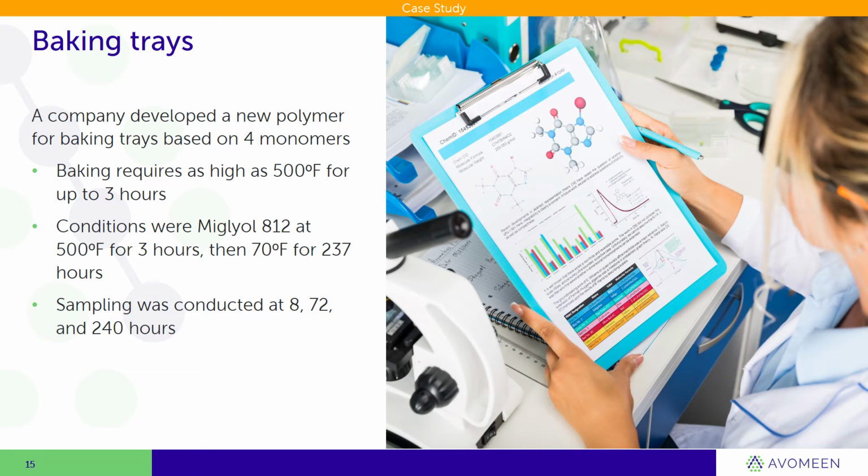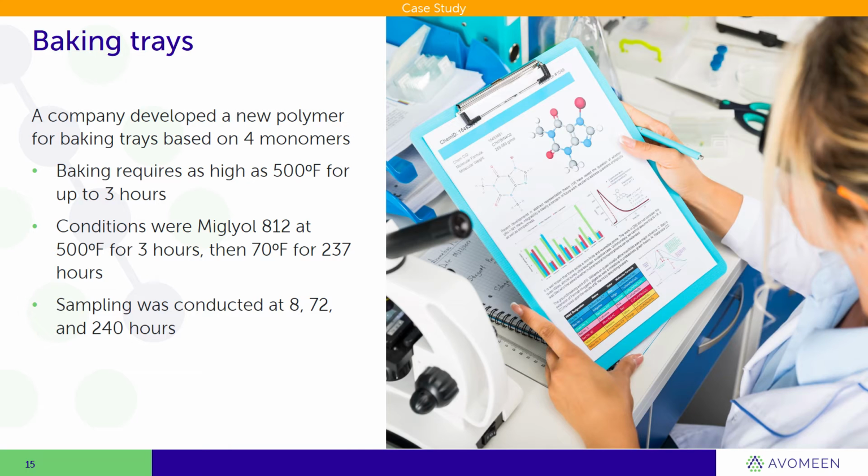First case study is baking trays. A company was developing a new polymer for baking trays based on 4 monomers. The baking tray required temperatures as high as 500 degrees Fahrenheit for 3 hours, baking muffins for 2 hours probably, but it's an extreme of conditions, and this is what they require. So there's no possibility of doing 95% ethanol. There's no way 95% ethanol is surviving at 500 degrees Fahrenheit. So you really have to do the migration study in oil.